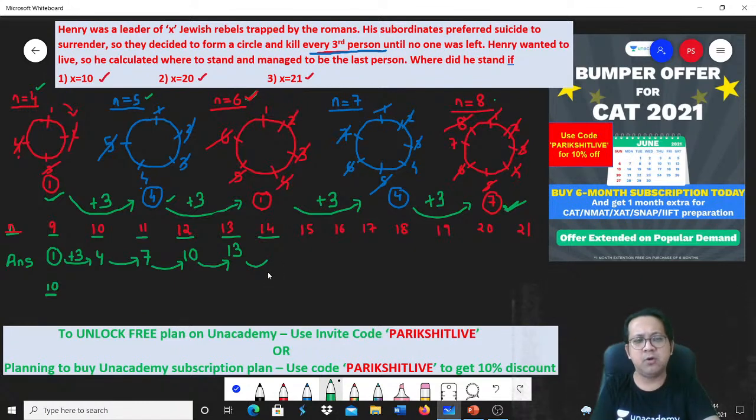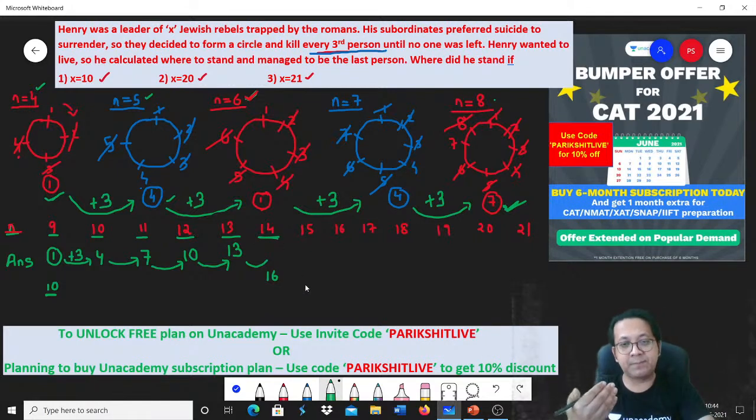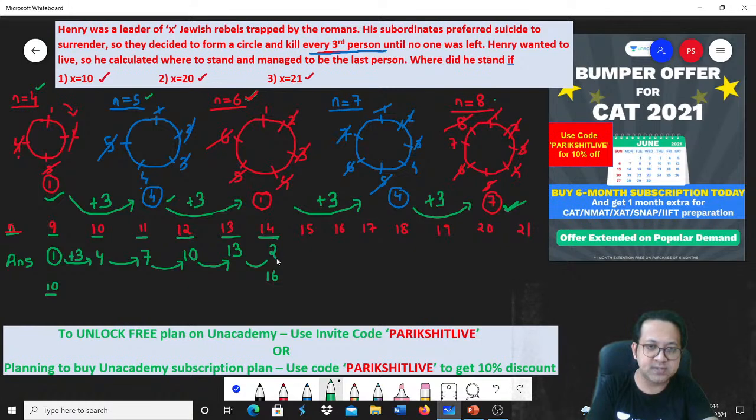Now there is a problem. Why? Because you say the answer is 16, but there are only 14 people. So your answer is greater than the total number of people, because of which you divide. So 16 by 14, what is the remainder? 2 is the answer.